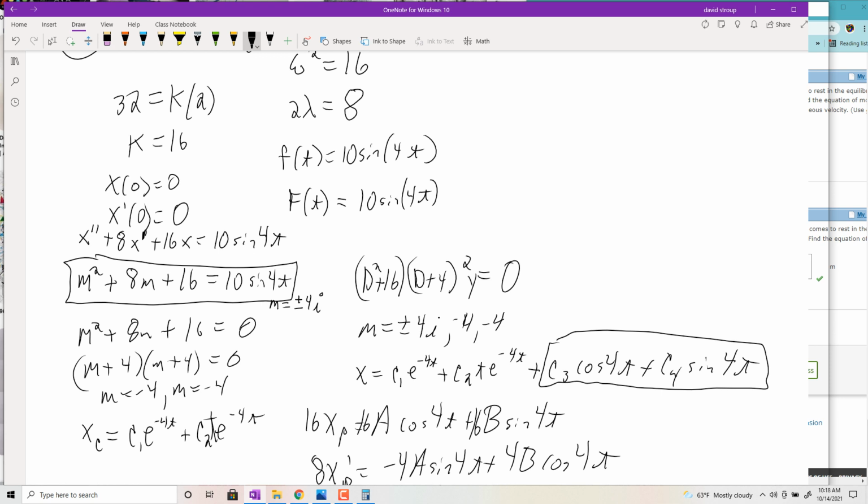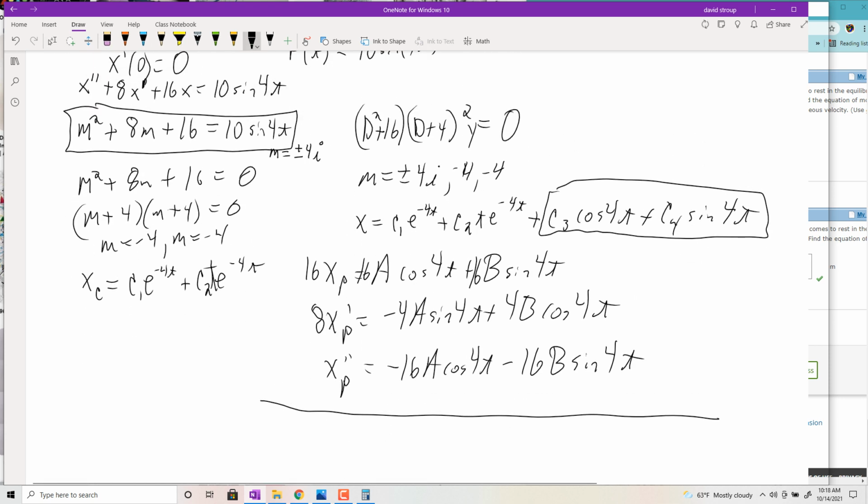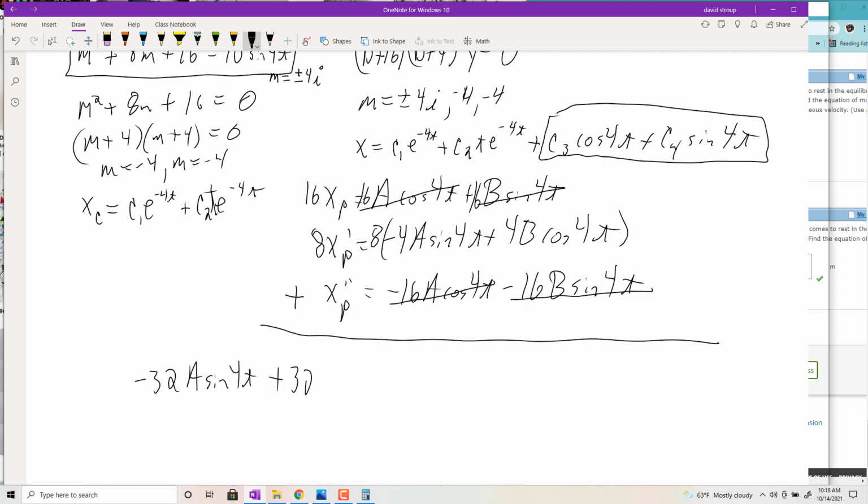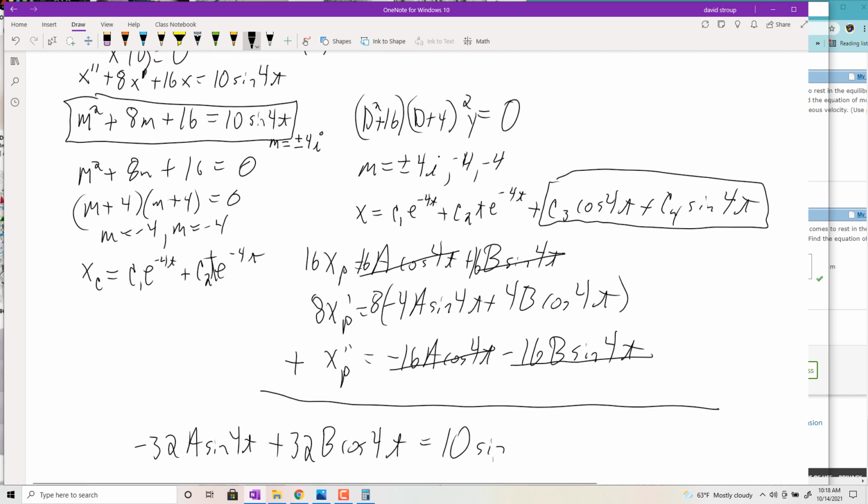Right? It's just that thing. Anyways, then I could sort of just add them all together and set it equal to 10 sine 4t. So negative 16a cosine 4t will add away with that. Negative 16b sine 4t will add away with that. And then, did I multiply this by 8 yet? No, I didn't. So it's 8 times this, which will be negative 32a sine 4t plus 32b cosine 4t, and that equals 10 sine 4t.